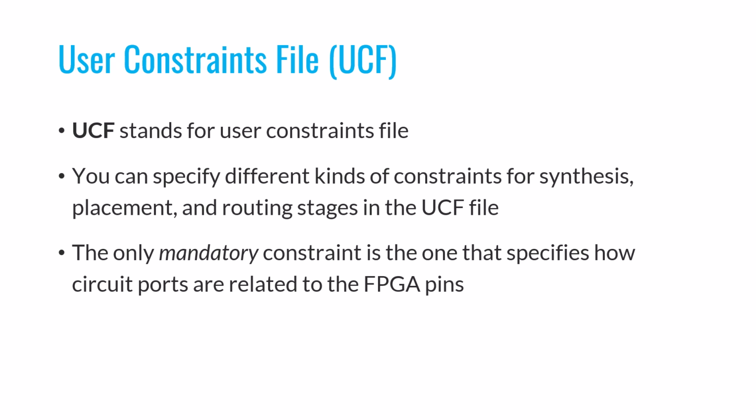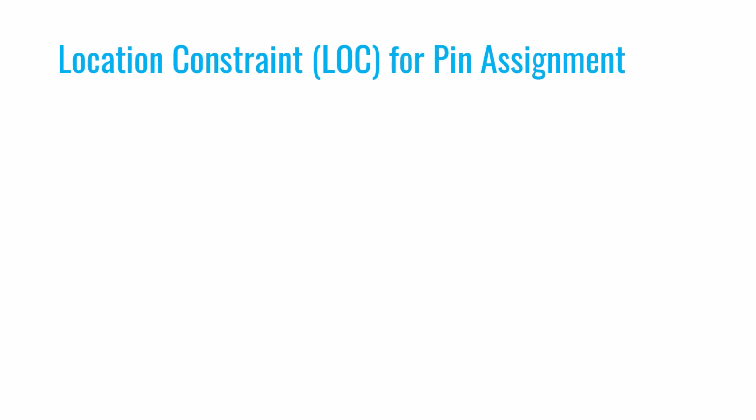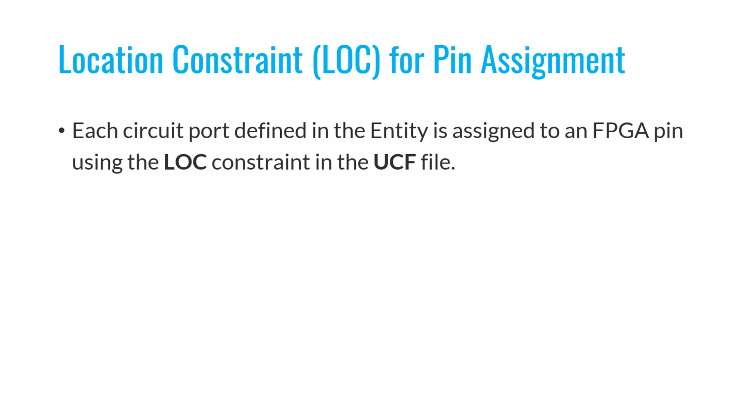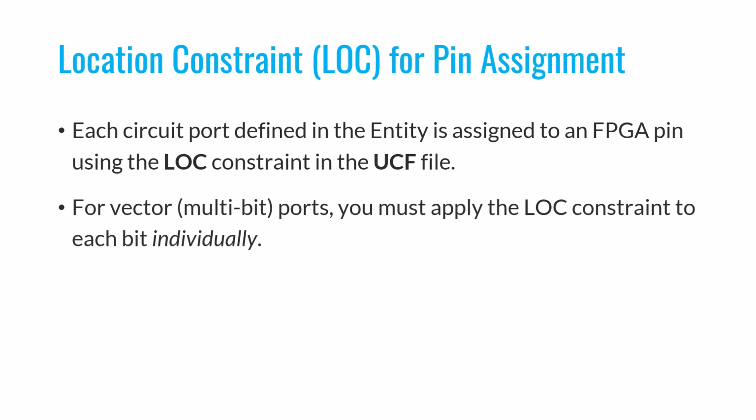To assign your circuit ports to specific FPGA pins in the UCF file, you need to use a constraint called a location constraint, abbreviated as LOC. Therefore, each port you've defined in the entity must be connected to a specific FPGA pin using the LOC constraint in the UCF file. If the ports are single bit, the process is straightforward. You use the LOC constraint to connect that single bit to the desired pin. If the ports are vectors or multi-bit, you still need to use the LOC constraint for each bit individually, connecting each one to the appropriate pin on the FPGA.